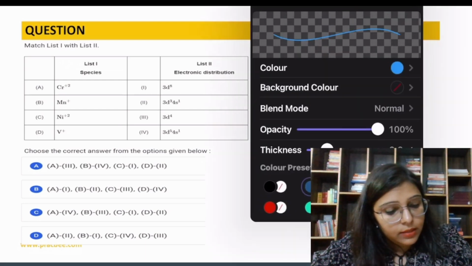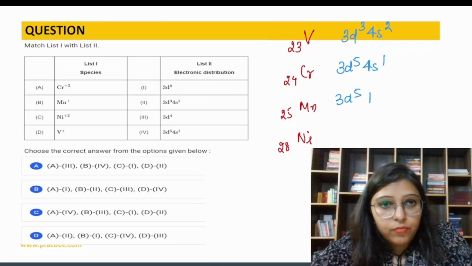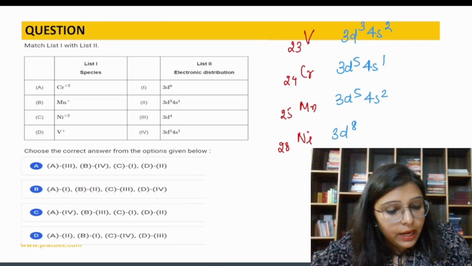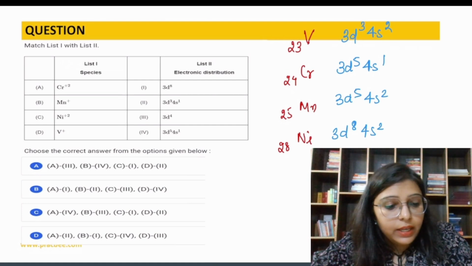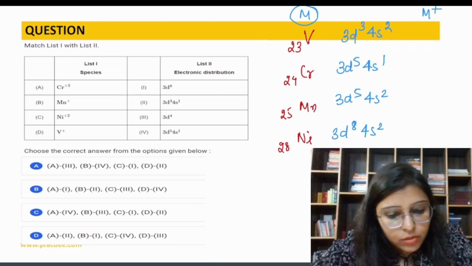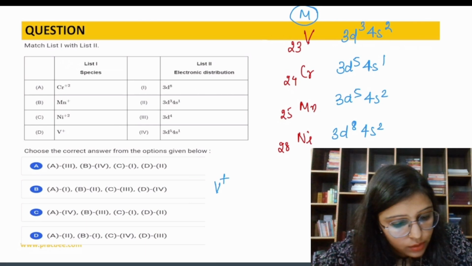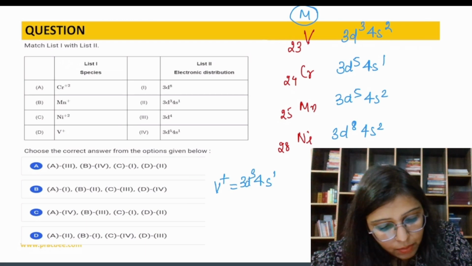So how to write? Vanadium 3d3 4s2, chromium 3d5 4s1, manganese 3d5 4s2, nickel 3d8 4s2. But we have to write down the configuration for M positive, right? We have to write a different configuration. So V plus is going to be 3d3 4s1. So vanadium can be matched with option number 2.